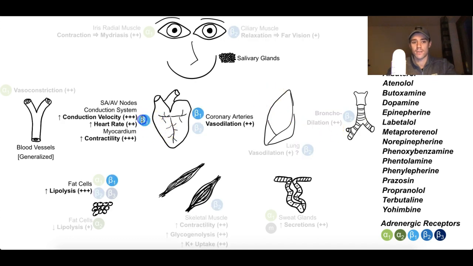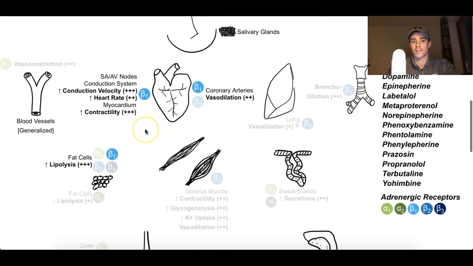Similarly, as we already discussed, the cardiovascular system. Okay, why would we want increased conduction velocity? Why would we want an increase in heart rate, an increase in contractility? For the very obvious reason that we need to be able to pump more blood around the body quickly. Okay, we need to get that blood out there fast.